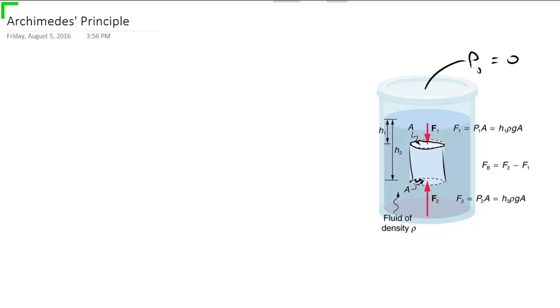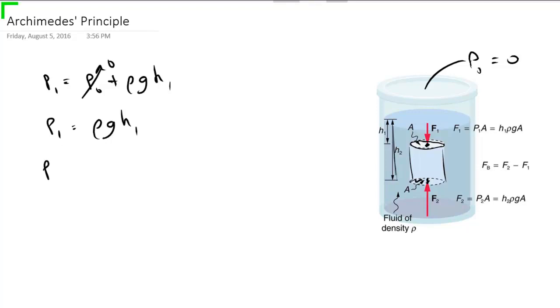So we can say that the pressure at the top of this, I'll call pressure 1, and at the bottom, pressure 2. Pressure 1 is equal to P naught plus density times gravity times height 1. But P naught is equal to 0, so P1 is just equal to density times gravity times height 1. And then similarly, P2 goes down to height H2, so P2 is going to be density times gravity times height 2.